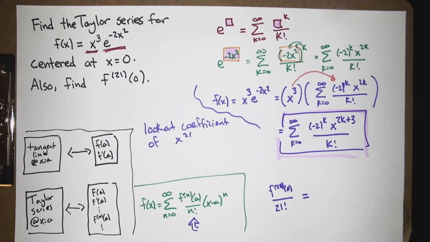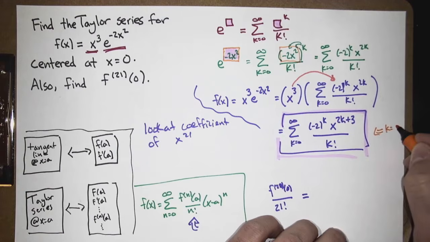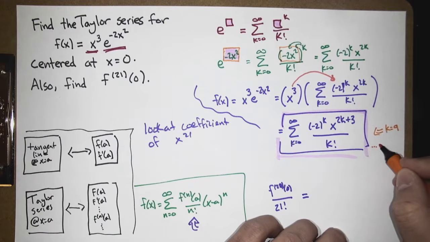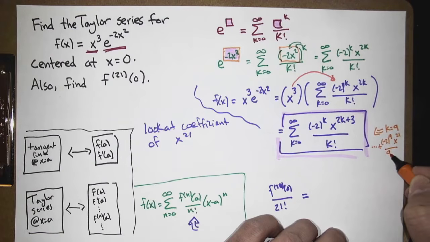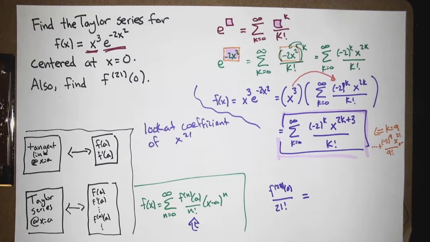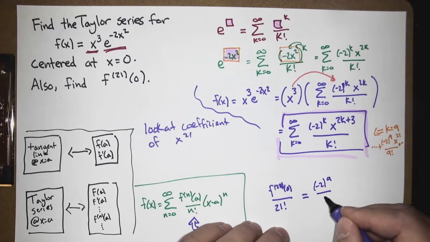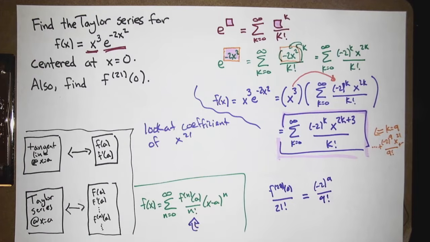So, here, if we choose k equals 9, then if we go a couple pieces out, we'll have minus 2 to the 9th, x to the 21 over 9 factorial, and then we keep going, dot, dot, dot, right? So k equals 9, that gets me the right power. So what's the coefficient? It's minus 2 to the 9th over 9 factorial.